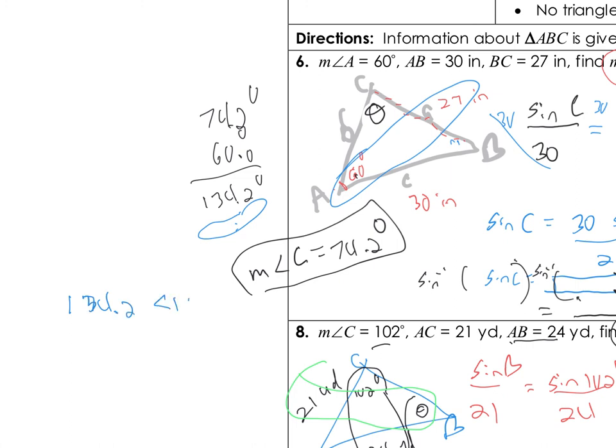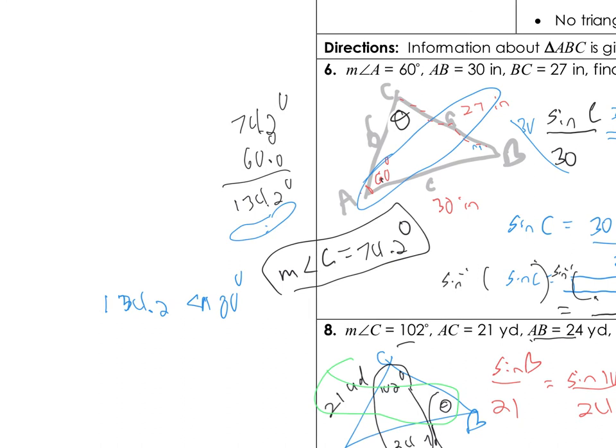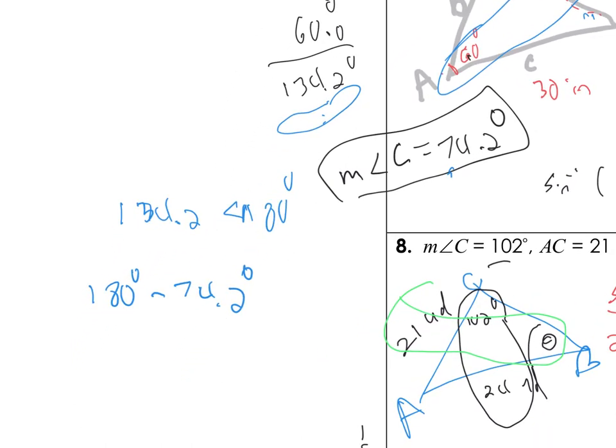134.2 is less than 180 degrees. That means there's room for a third angle. If you take the supplement, when we subtract from 180, it's called a supplement. So if I took the 180 degrees and took away the answer that I think I found, 74.2 degrees, that leaves us, and I don't have my calculator, so I got to do it old school.